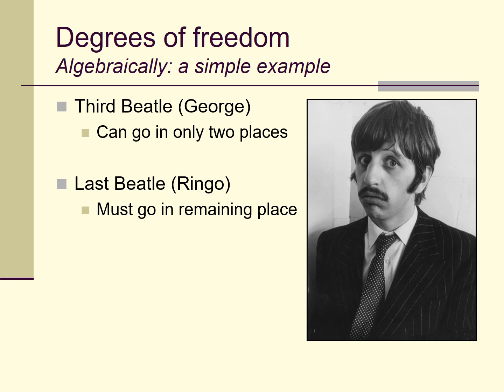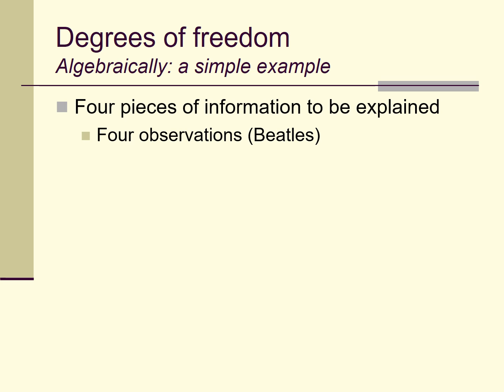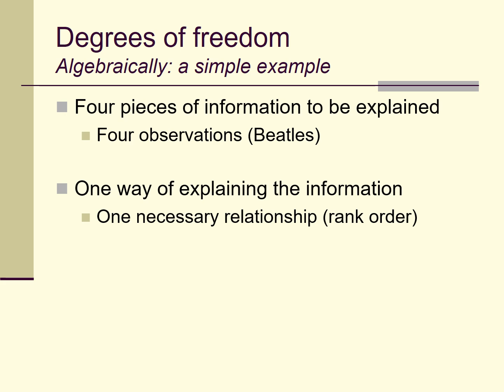And then poor old Ringo, who's really a much better drummer than I think he's given credit for, has only one position left to go in. So what you have, again, is four people, and you're trying to put them in some sort of a ranked order. To put this another way, you have four pieces of information that you're trying to explain, four observations for participants, for Beatles, and you have one way of explaining the information. And by explaining, I mean here, there's one relationship you're trying to develop or use in terms of explaining their position, and that is relative order or rank.